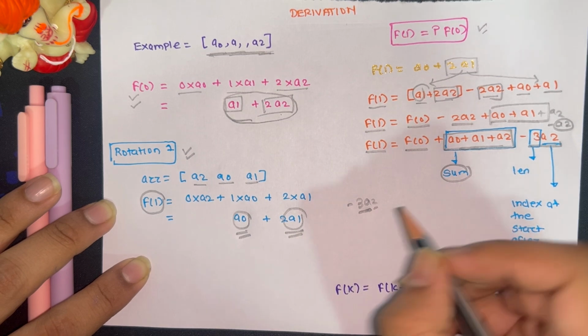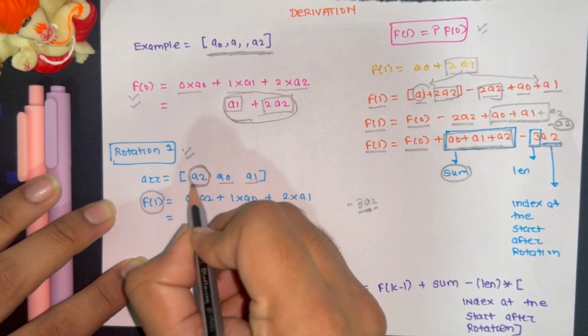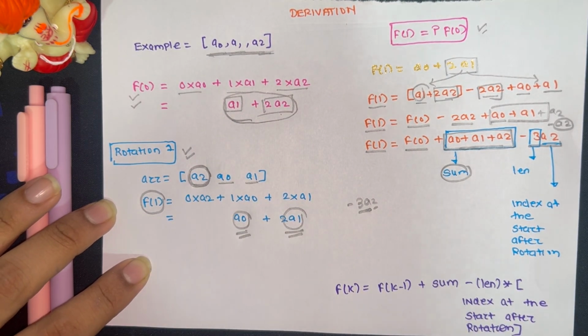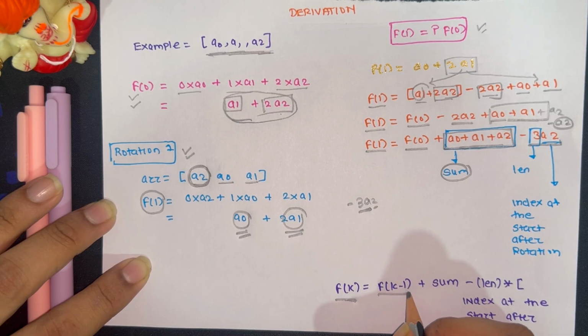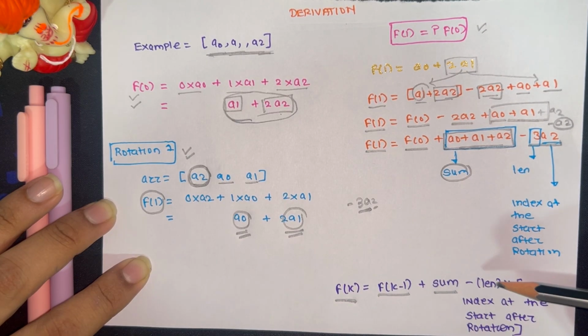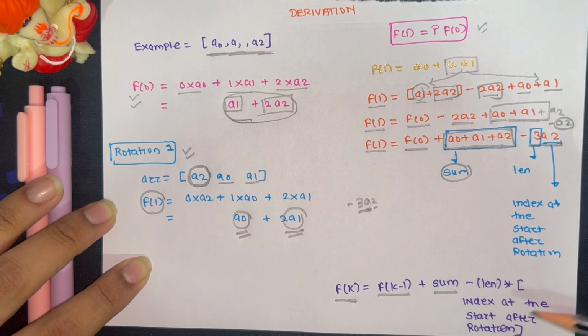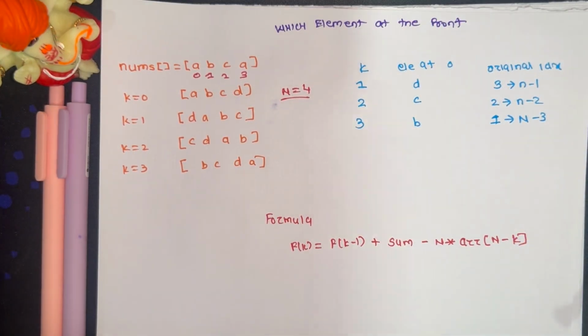And what is a2? a2 is just the start element after rotation. So the formula becomes f of k equal to f of k minus 1 plus sum minus length into the element which is at the start index after rotation. In the formula we have seen that we require the element which is at the start index after rotations.